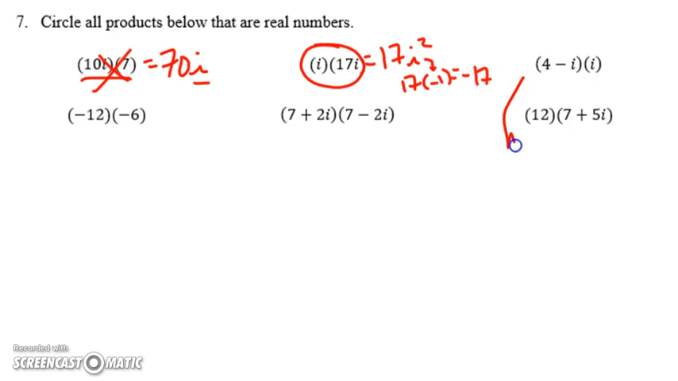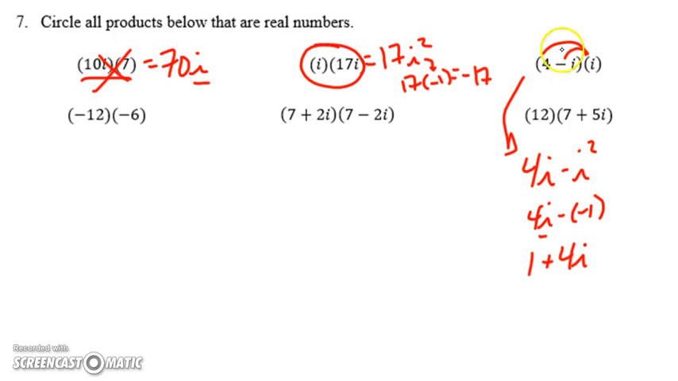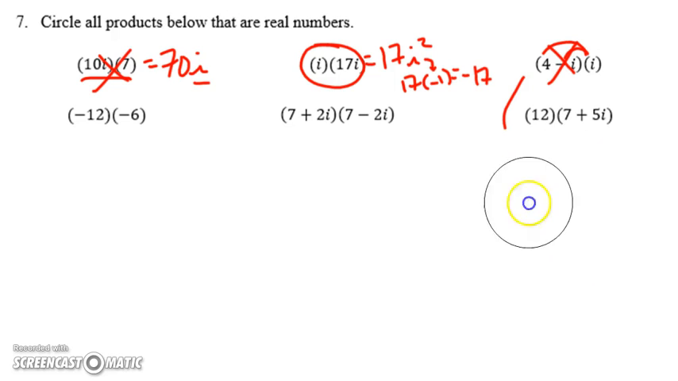Now here, we have 4 minus i times i, so I distribute here. 4 times i gives me 4i, and then -i times i gives me -i squared. So I can substitute out the i squared for -1, but in the end I'm just left with 1 plus 4i. I can't get rid of this i, therefore making that an imaginary number. Let me erase that for later.